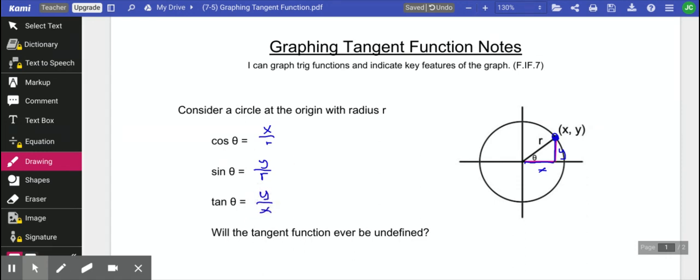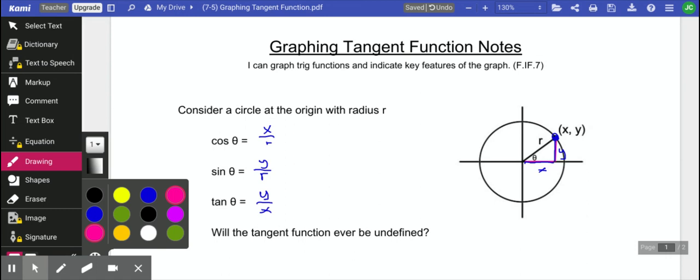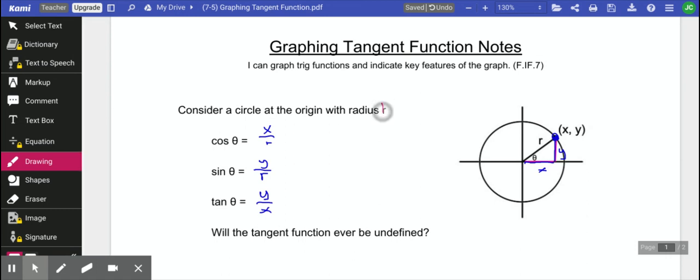Now, I want to show you something else kind of interesting. Let's say instead of a radius r, the radius was just 1. Okay, it's a unit circle. So instead of x over r, we have x over 1, which of course is just x. Instead of y over r, we have y over 1, which is just y. So the cosine of theta is the x-coordinate. The sine of theta is the y-coordinate. And then the tangent is y over x.